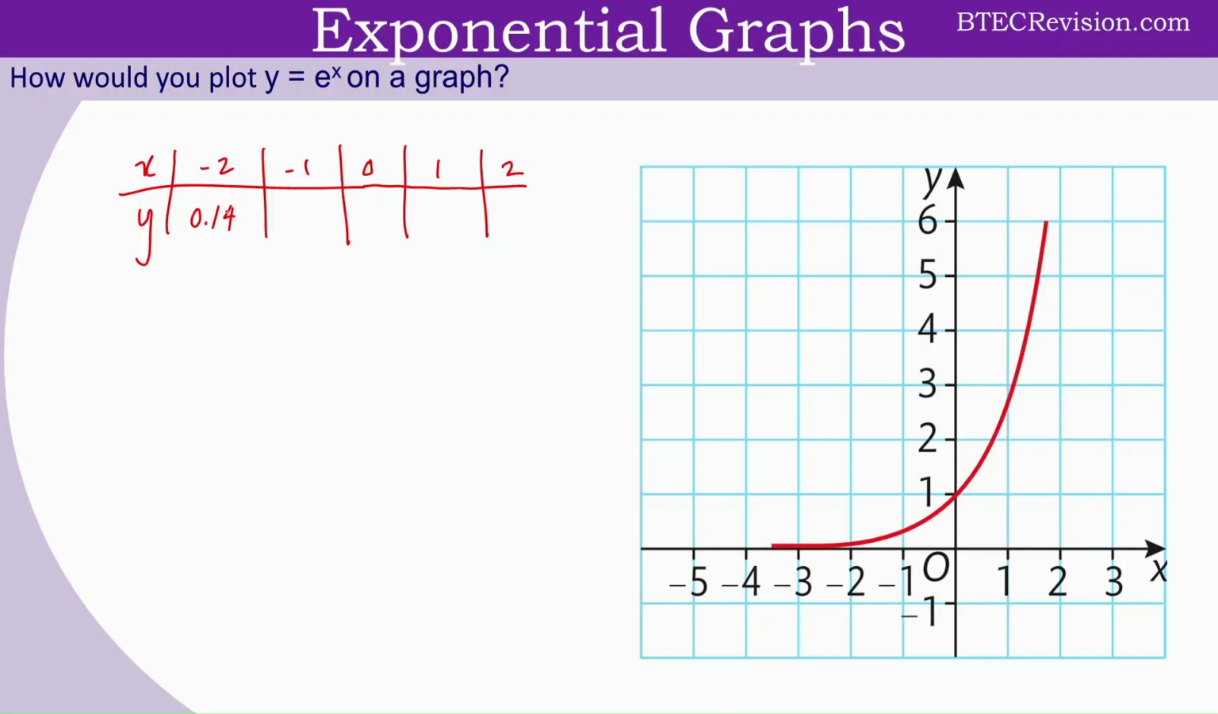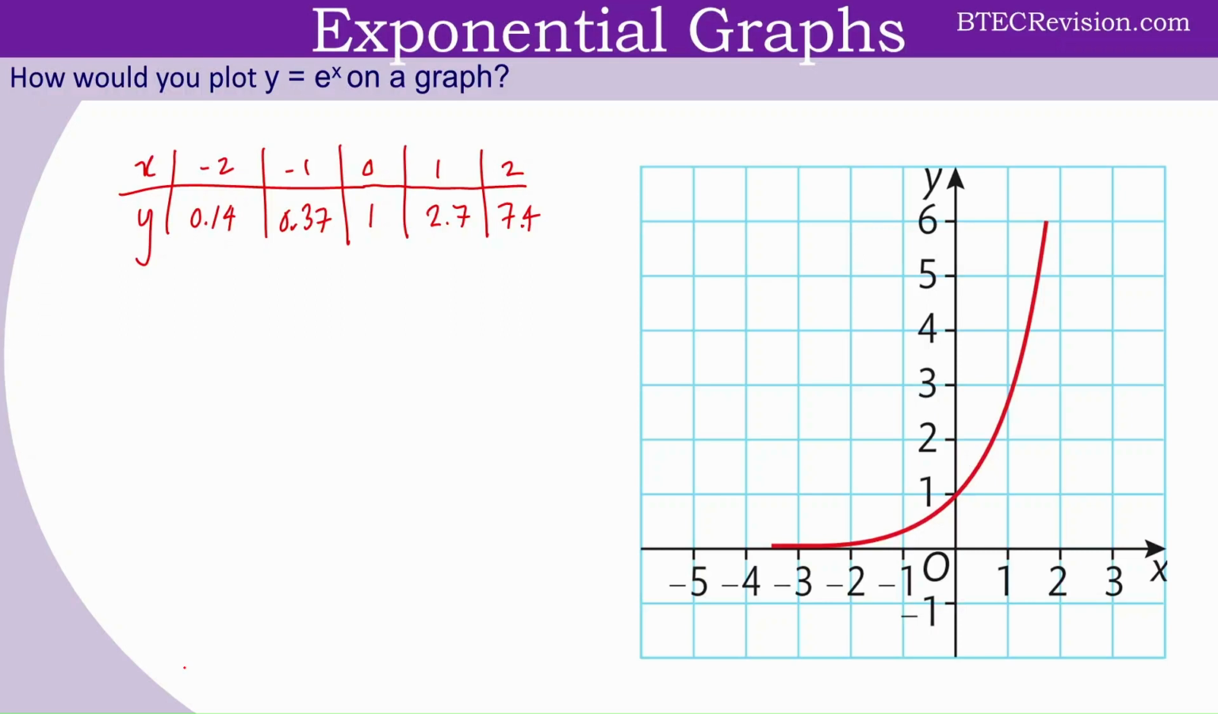For x is equal to -1, we have a y value of 0.37. And for x is 0, we will have y is equal to 1. For the next value, we have 2.7. And for the next, that's 7.4.